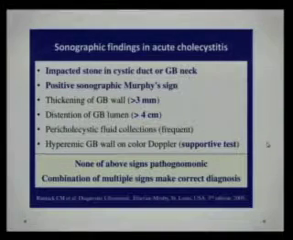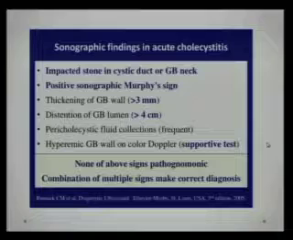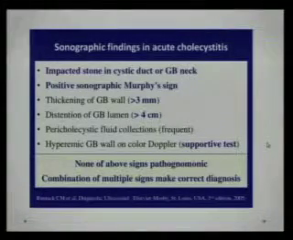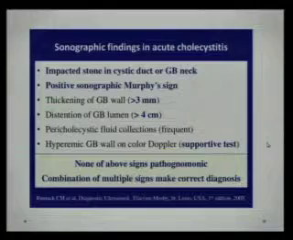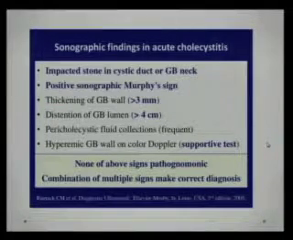So impacted stone in the cystic duct or gallbladder neck, positive sonographic Murphy sign, gallbladder wall thickening more than 3 millimeters, we're talking about the anterior wall, gallbladder distension of more than 4 centimeters. So hydropic gallbladder, the measurements are 10 by 5 if you take comfortable measurements, but 9 by 4 if you want to go very strict. So 9 centimeters in length and 4 centimeters in transverse diameter.